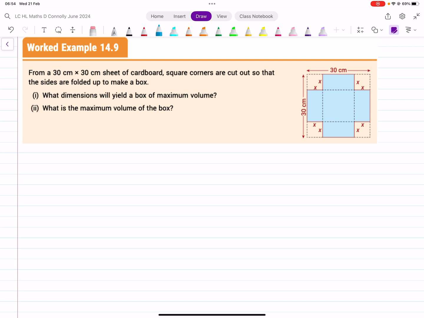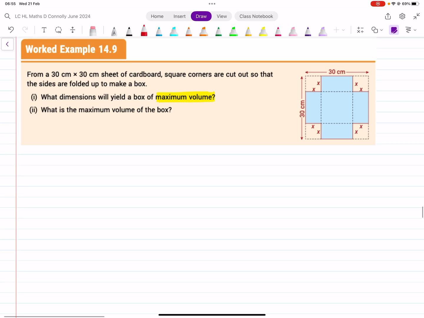Okay, so from a 30 centimetre by 30 centimetre sheet of cardboard, square corners are cut out so that the sides are folded up to make a box. What dimensions will yield a maximum volume? So as soon as we see maximum, we know we're going to find the derivative, let it equal 0 and solve. Thing is, here we don't have a formula. So we actually have to find the formula.